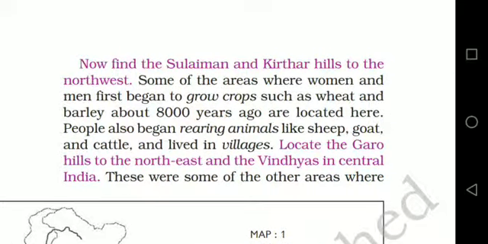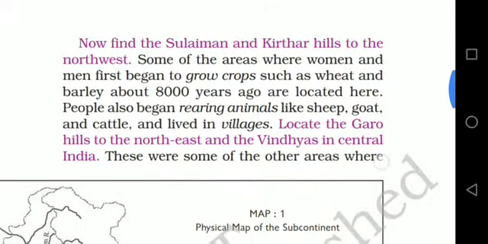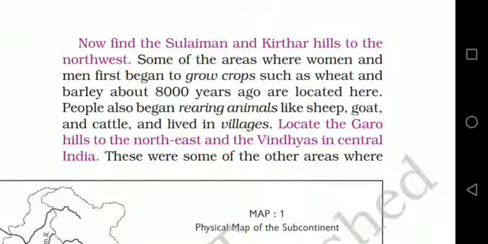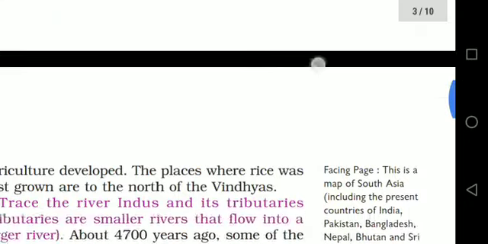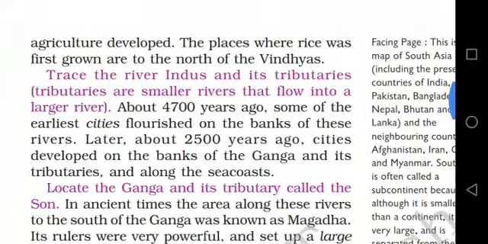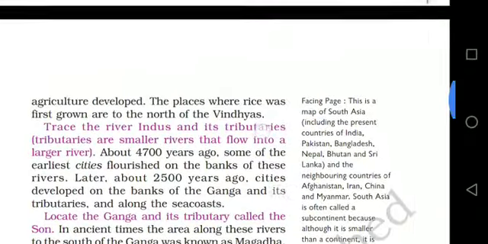So basically we can understand that the earliest people came to know about wheat and barley about 8,000 years ago, and at that time they also started rearing animals like sheep, goat, and cattle, and lived in villages. So they also started living in villages. Okay. So now let's come to the next point.